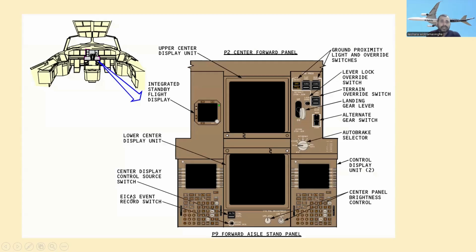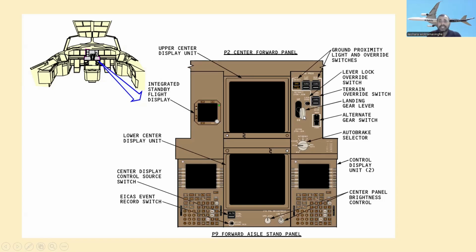All right, so this is the P9 forward ISO stand panel. You can see the upper display unit here and the lower display unit here. This is the center display control source switch. And this is the ICAS event record switch. These are the center panel brightness controls, control display unit 2. This is the integrated standby flight display.